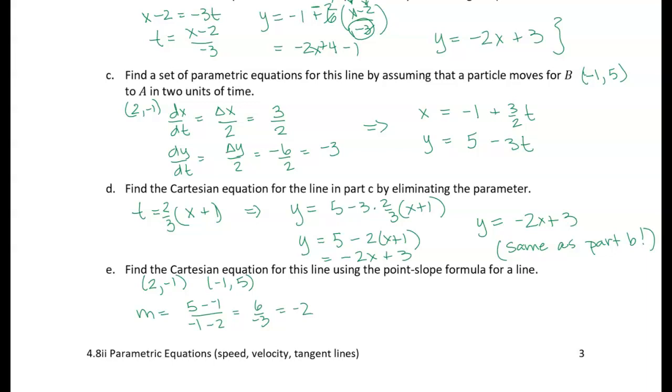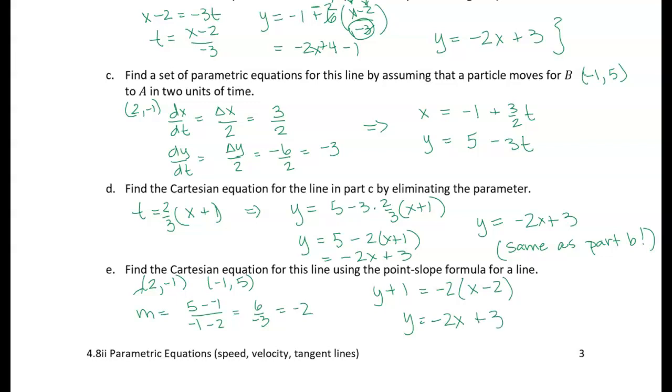And now I can use the point-slope form of a line. I'm just going to use this first point. So I'm going to have y minus a minus 1, which is y plus 1, is equal to the slope, m, which is minus 2, times x minus the x value, in this case 2, if I use that first point. And now it's just a matter of rearranging it. So I'm going to get y is equal to negative 2x plus 4 minus 1, so it becomes plus 3.